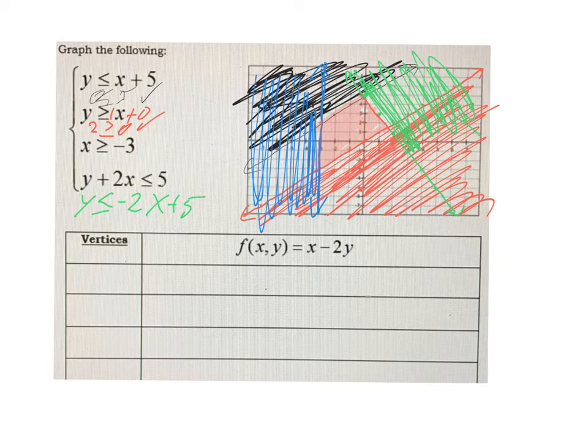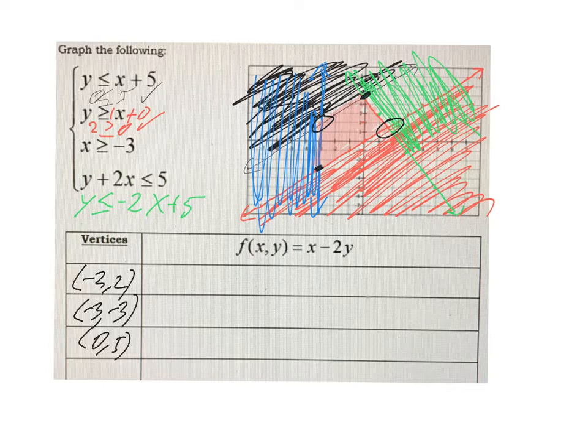Our vertices are mostly going to be easy to read. This one right here is at negative 3, 2. No problem there. This one down here is at negative 3, negative 3. No problem there. This one up here is at 0, 5. No problem there. But this one, Houston, we have a problem. That is not a point that's going to be easy to spot.